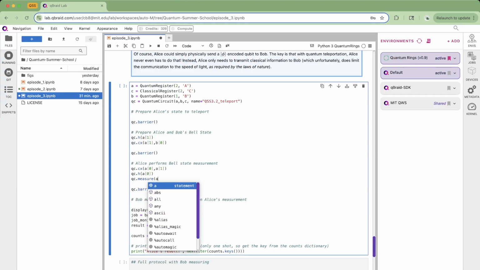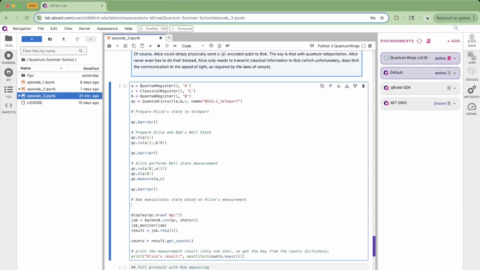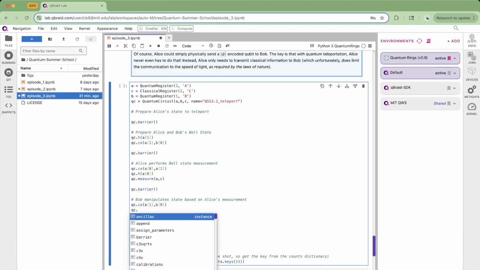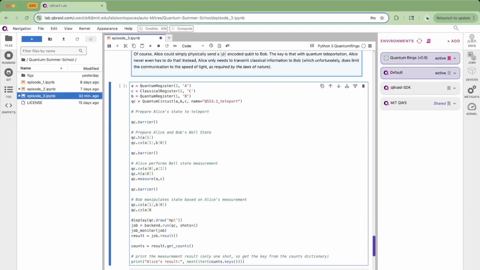So we're going to measure the quantum register A to the classical register C. Finally, Bob is going to manipulate his state based on Alice's measurement. So he's going to do a controlled X, and this is going to be controlled on Alice's second qubit, targeting Bob's qubit. And then he's going to apply a controlled Z. So this is just a controlled phase gate. It's the exact same thing as a controlled NOT gate, but it controls a phase. And that's going to be Alice's first qubit targeting Bob's qubit.